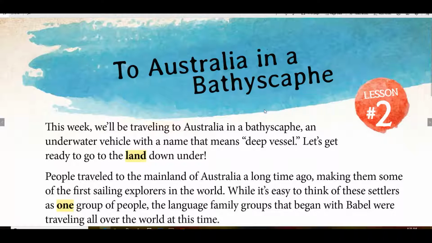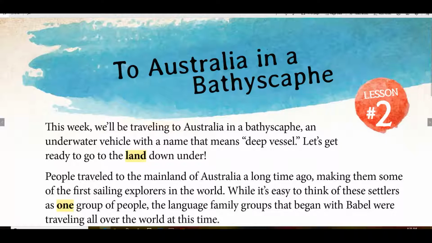Now, last week we went to Hawaii. Remember we learned about Hawaii, and it's made up of a bunch of volcanoes out in the ocean. Real pretty, but it's small islands. Remember how we learned about that? Well, we're going to go study about another island today. It is an island, but it's also its own continent, and it's the continent of Australia. This is the word right here, Australia. You see that? So we're going to Australia in a bathyscaphe.